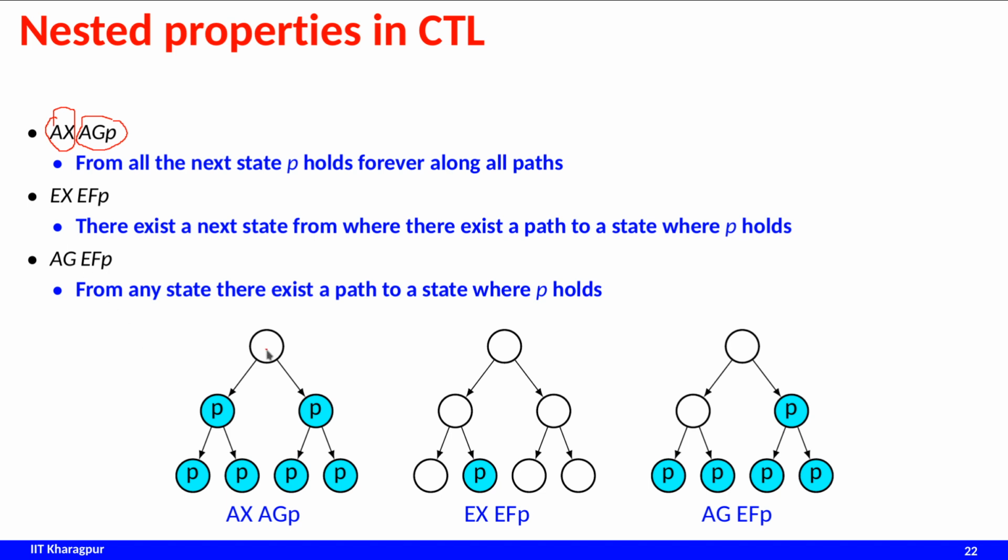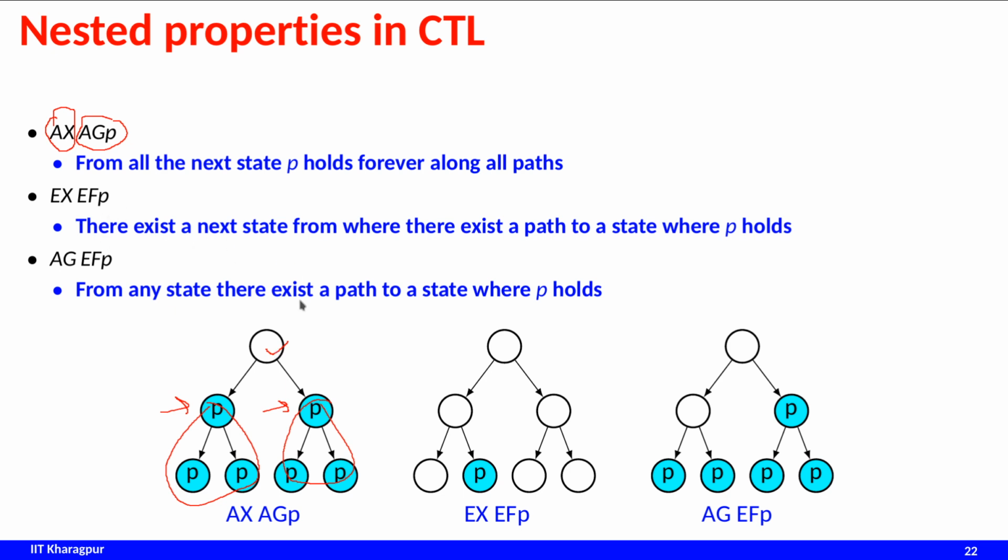So if I'm looking at this state, then AX AGP should be true here. That means AGP should hold in the next state. If we look at this part of the tree, I can claim AGP is true because P is true here, P is true, P is true. Similarly for this part, AGP is true in these two states. So I can claim AX AGP is true in this state.